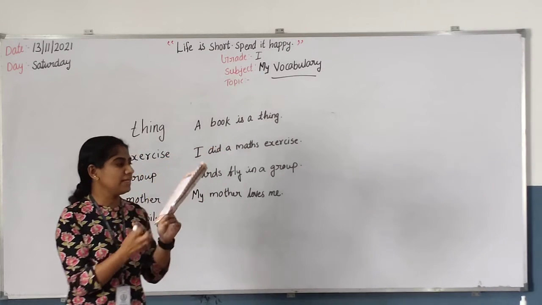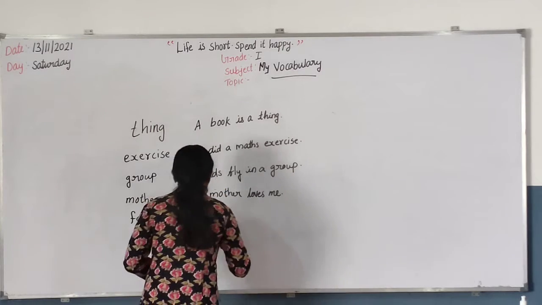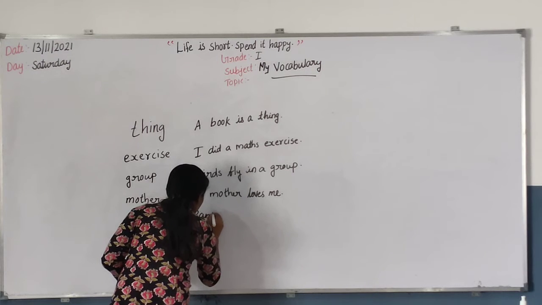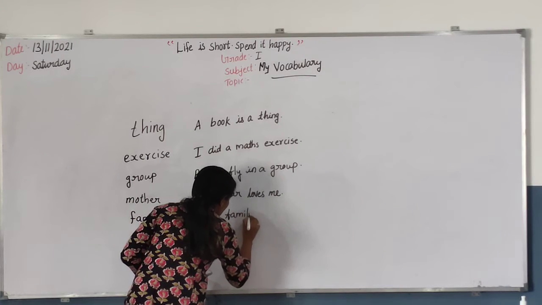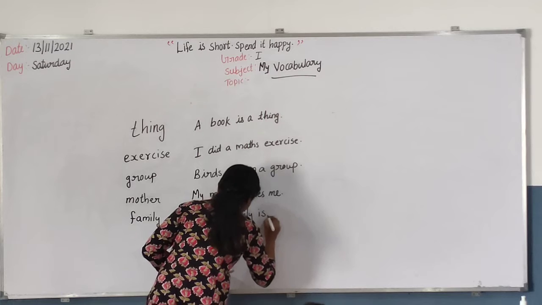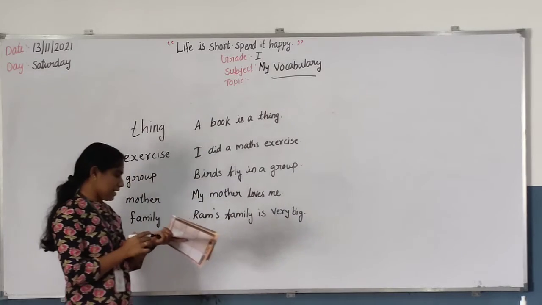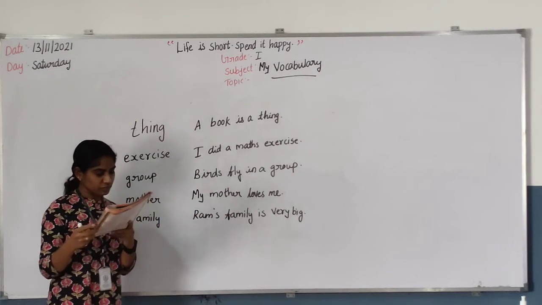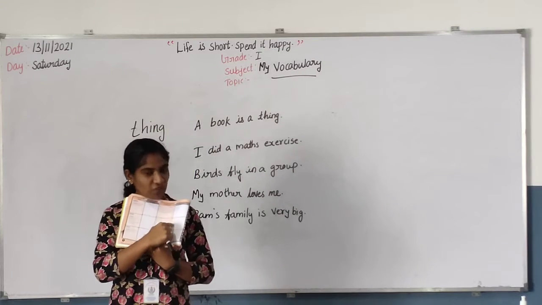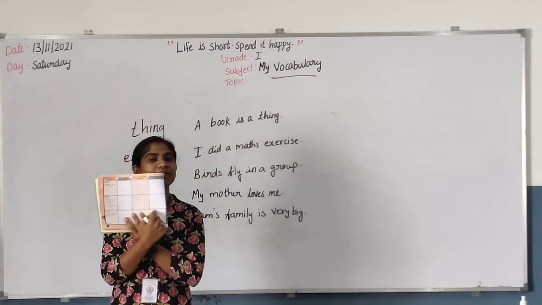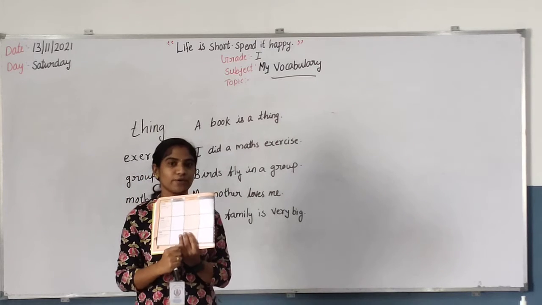Then the sentence: Ram's family is very big. Rewrite this sentence. Ram's family, F-A-M-I-L-Y, family is very big, B-I-G. Ram's family is very big. Next, you can draw your family here: your father, your mother, then you. If you have a brother, you can draw him. If you have a sister, you can draw her also.